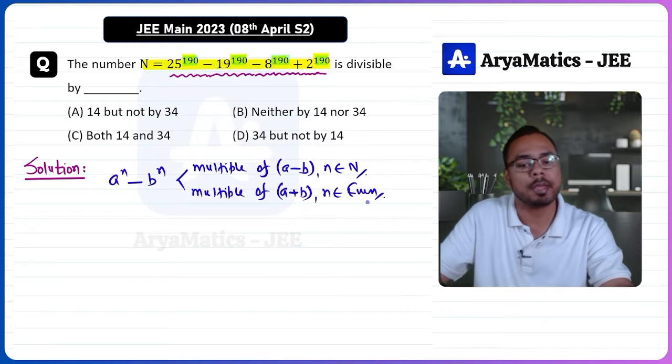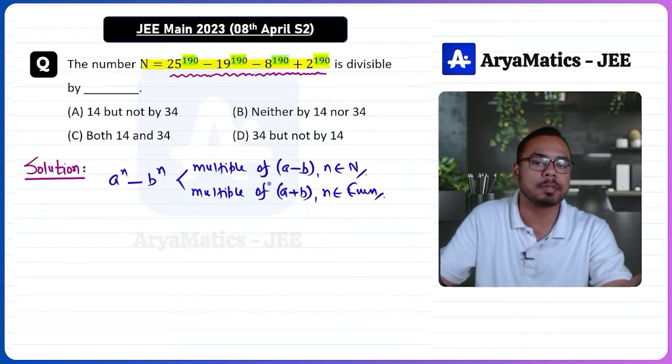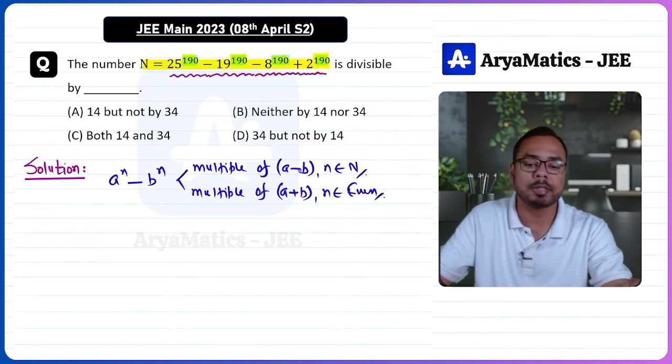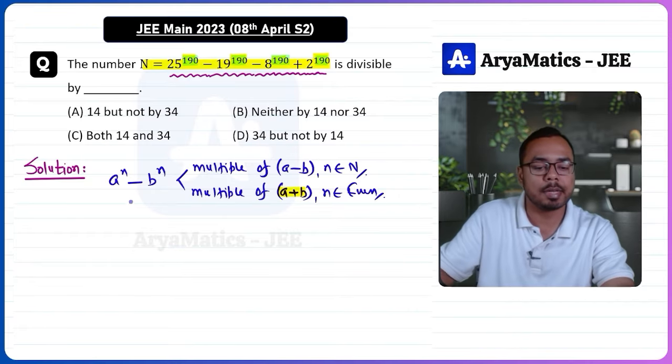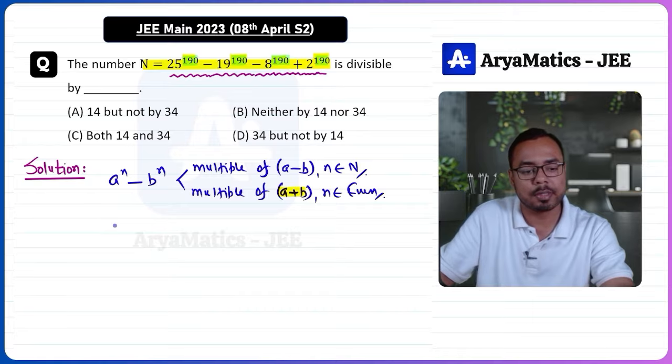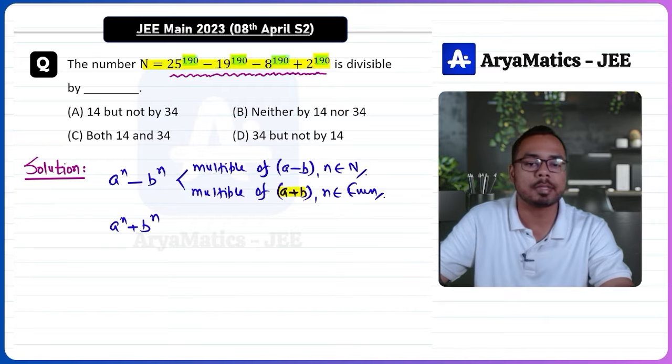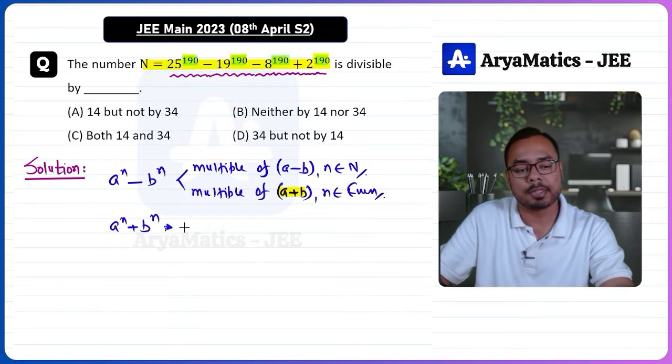So a raised to n minus b raised to n is always a multiple of a minus b. That means a square minus b square or a cube minus b cube and so on, they will always have this factor a minus b. And if the exponent is an even number, for example, a square minus b square or a raised to 4 minus b raised to 4, all of them are multiples of a plus b also. And there is another related concept, although not useful in this problem, but in some other problem you can apply, that if I have a raised to n plus b raised to n, in that case this will be a multiple of a plus b.